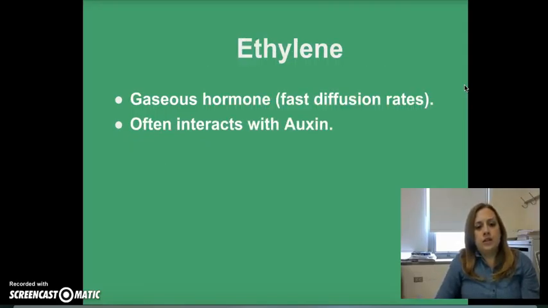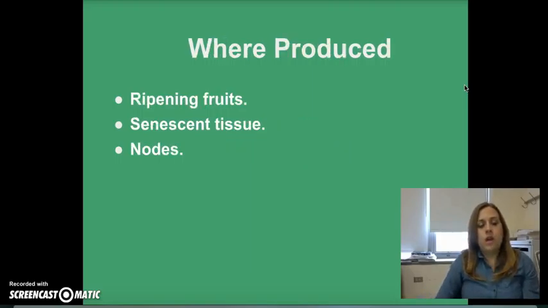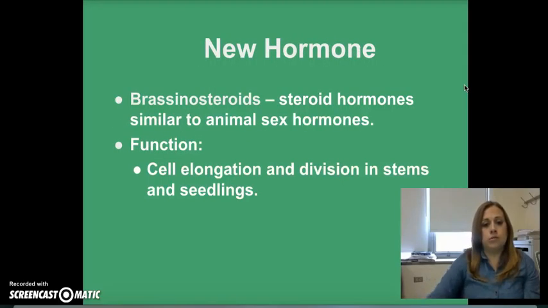Next, we've got ethylene, and this is a gaseous hormone that has really fast diffusion rates. It's often going to interact with the auxin, and it helps with fruit ripening. It accelerates senescence, and then also stem and root elongation. And this is produced in ripening fruits, senescent tissue, and also nodes.